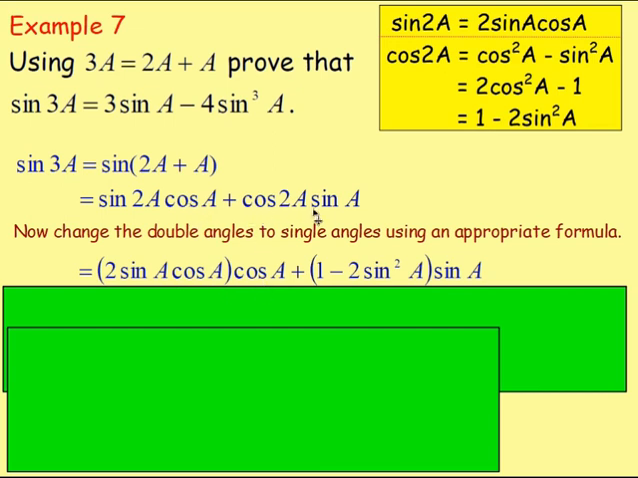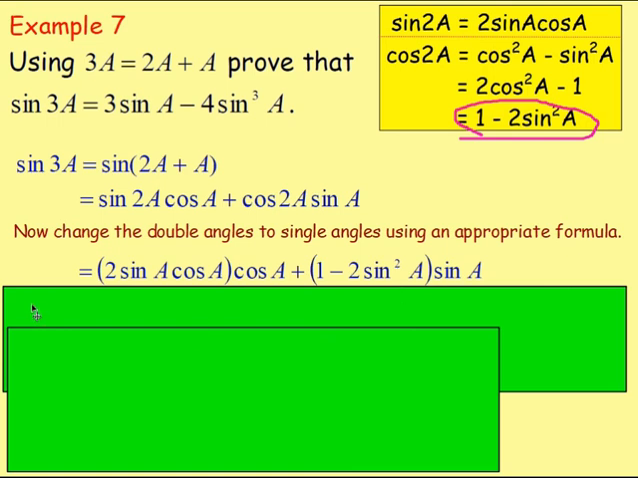We also want to replace the cos 2A. Again, there's a choice of 3 formulas here. Which one would you use? Well, our answer is only in terms of sine. So we are far better to replace cos 2A with the one that's only in terms of sine, which will be this one here. So replace cos 2A with 1 minus 2 sine squared A. And obviously then we're multiplying by sine A.